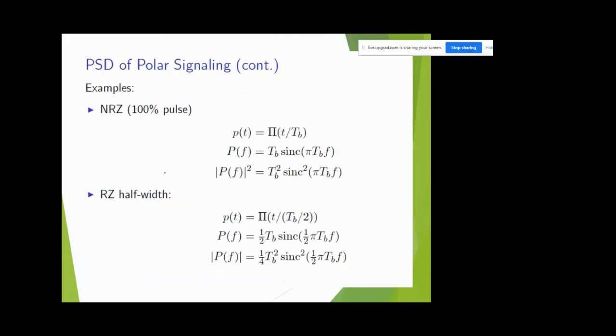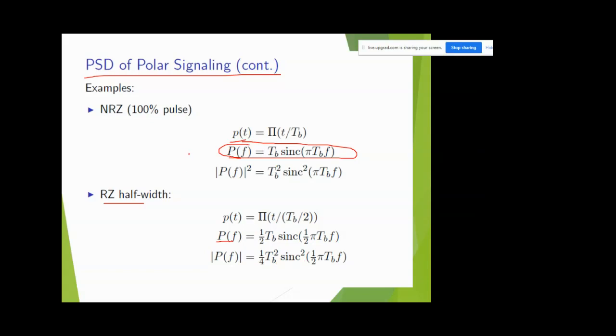Okay, so here for polar signaling, P of F we will get like this: TB sinc function pi TB F. So P of F square is equal to TB square sinc square pi TB F. Okay, similarly here for RZ, P of F is equal to 1 by 2 TB sinc function 1 by 2 pi TB F, and if you take this square, this is the format we will get.